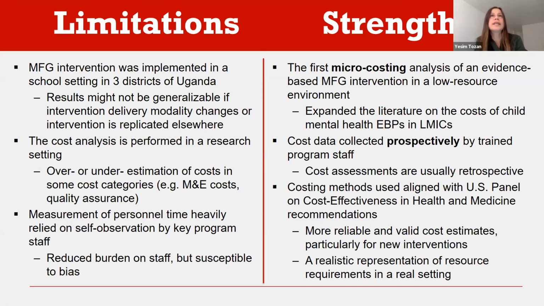The limitations included that our intervention was delivered in a school setting in 3 districts of Uganda. Therefore, the results may not be generalizable if there's a change in intervention delivery modality, for instance, a different intervention setting, or if the intervention is replicated elsewhere in Uganda or in another Sub-Saharan African country. The cost analysis is performed in a research setting. We did our due diligence again to separate research and programmatic costs, and it is possible that there might be over or underestimation of costs in some categories. For instance, monitoring and evaluation and quality assurance efforts are much stronger in research studies, so this might have introduced some bias.